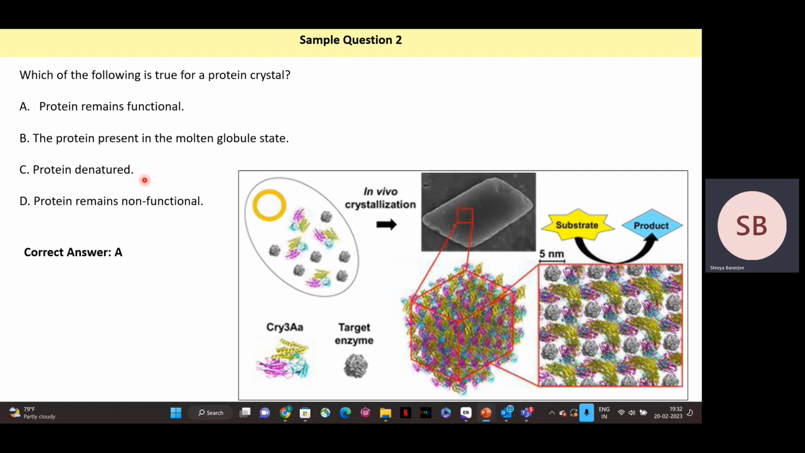And C is also wrong because protein is denatured only at high temperatures or if we add some denaturing agent. So crystallization is done in mild conditions, so protein is not denatured. So clearly the correct answer is A.